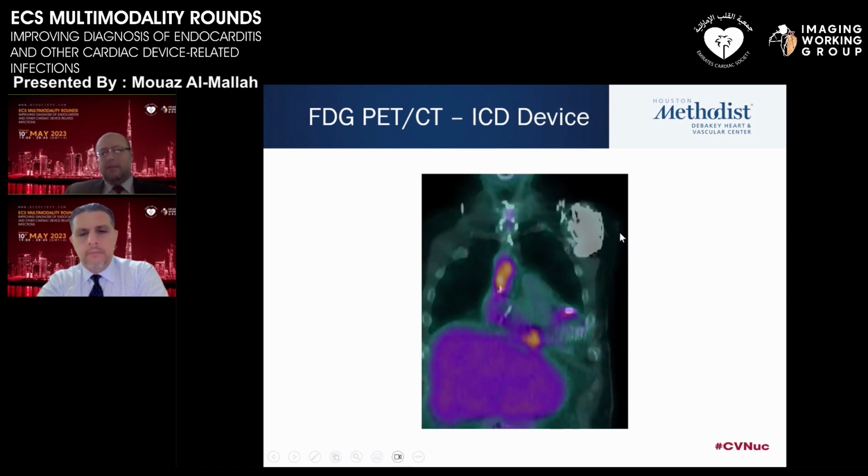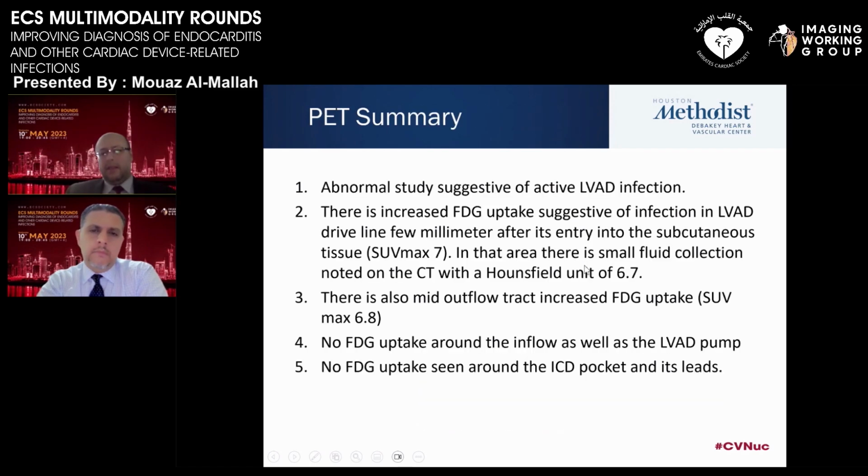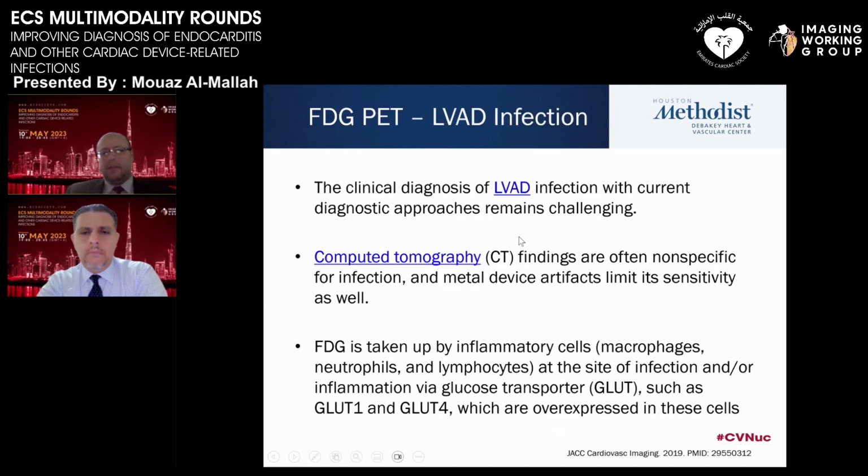So when they ask for this, they want us to look at every device, including the pacemaker. The pacemaker has no uptake around it. So clearly there are multiple areas of concern. This is a case where we were very much concerned that there's an outflow tract infection, and we reported SUVs of 6.8. And there is also the driveline, which is very concerning even for abscess on the CT.